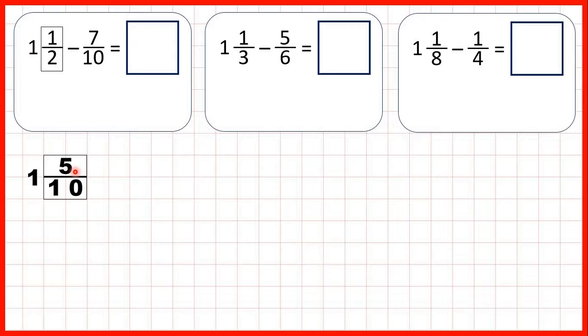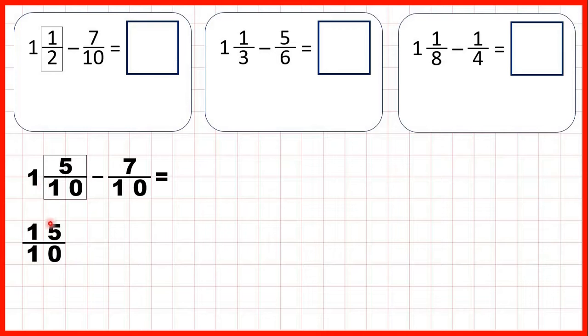That's equivalent because we use multiplication to find equivalent fractions. 2 times 5 is 10. What we do to the denominator, we do to the numerator as well, and 1 times 5 is 5. But we need to subtract 7/10, and we only have 5/10 in our mixed number. So we need to change this mixed number to an improper fraction.